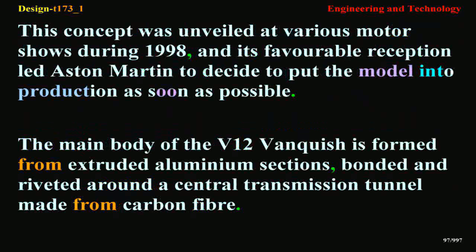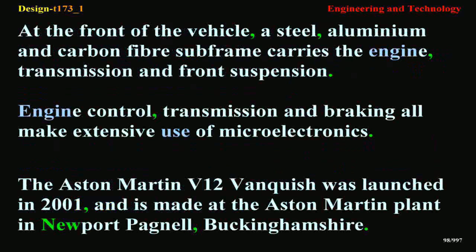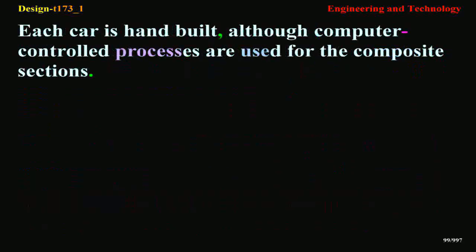The main body of the V12 Vanquish is formed from extruded aluminum sections, bonded and riveted around a central transmission tunnel made from carbon fiber. At the front of the vehicle, a steel, aluminum and carbon fiber subframe carries the engine, transmission and front suspension. Engine control, transmission and braking all make extensive use of microelectronics. The Aston Martin V12 Vanquish was launched in 2001, and is made at the Aston Martin plant in Newport Pagnell, Buckinghamshire. Each car is hand-built, although computer-controlled processes are used for the composite sections.